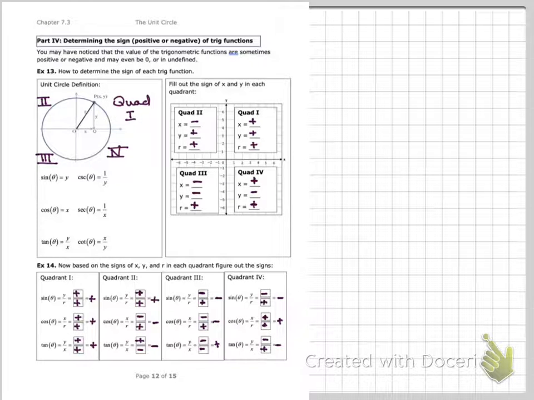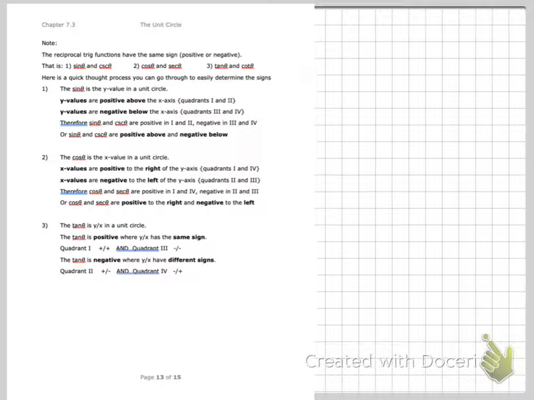So you noticed when we talked about the reference angles, that helps us find the sine and cosine value for angles in different quadrants. This is going to help us go the opposite way. If we know the sine, we can place an angle in a certain quadrant. Really quick, page 13, just a quick run through of what we just went over.